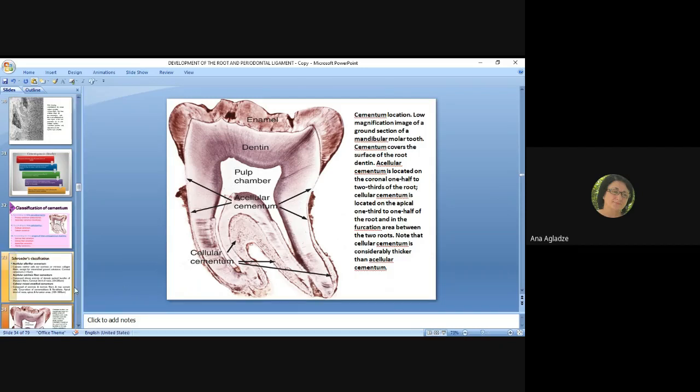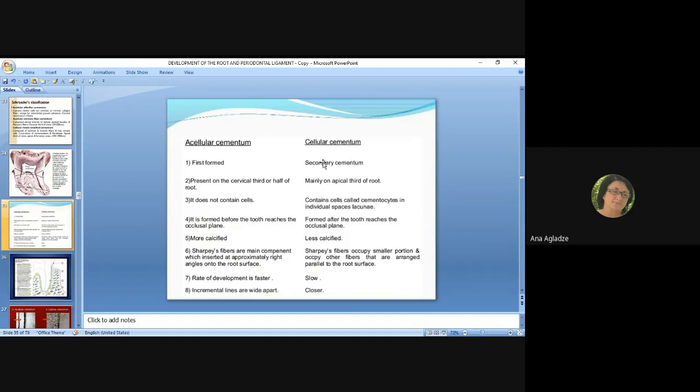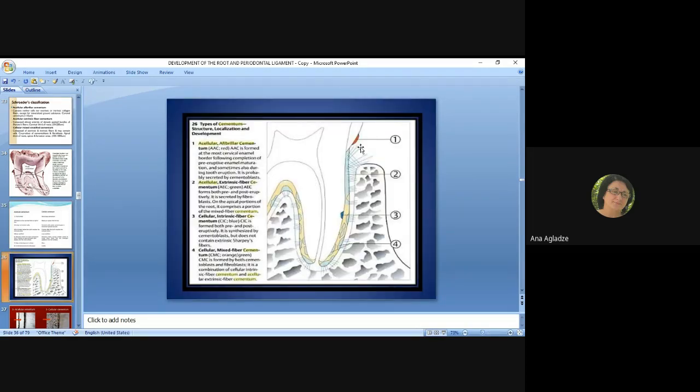These types differ with regard to structure, fiber composition, and cell content, but also in terms of localization. Here you can see acellular cementum and cellular cementum. Acellular cementum is formed first, cellular is formed secondarily, present on the cervical third or half of the root. And here you can see these parts. This is acellular, afibrillar cementum.